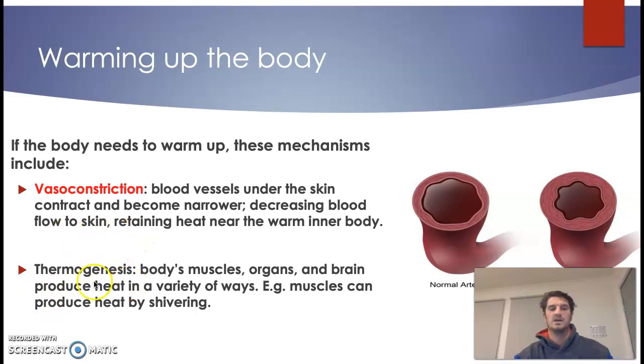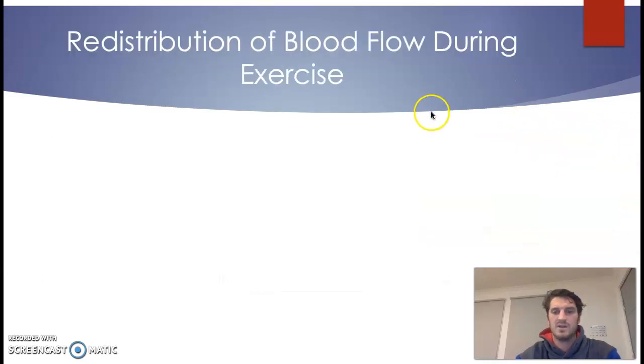The other way that we do that is, obviously, the main one you would be aware of is shivering. The muscles, organs, and brain produce heat in various ways themselves, okay, by their own functions. And if you just look over here, again, that's a normal artery, and that's a more narrow artery, which has been constricted. Okay, so now you have an outline of that. It'll give you a head start on the next slide, which is what we really want you to understand when you exercise.